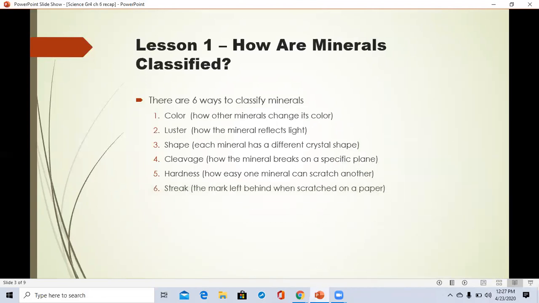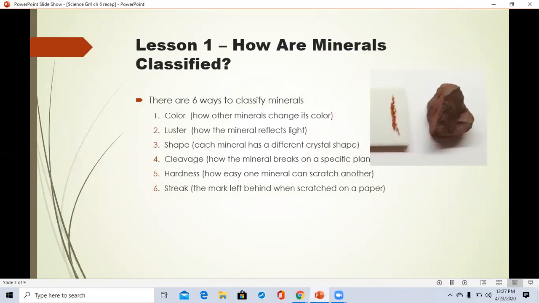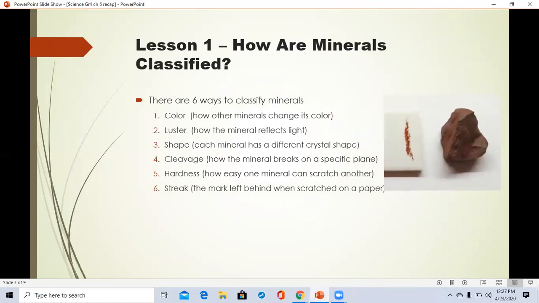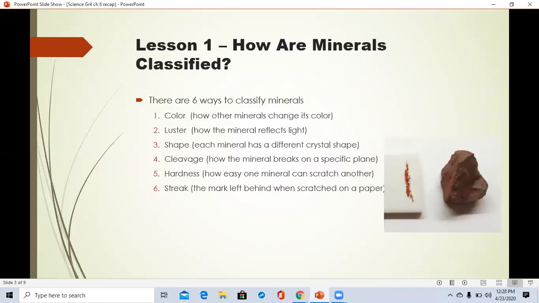Then we look at the streak. Streak is the mark a mineral leaves behind when you scratch it on a specific piece of paper. You need to know and understand all 6 of these classifications for your tests.